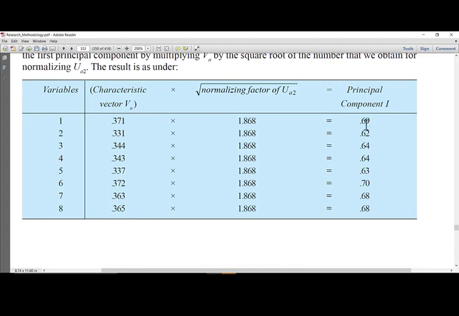So these are the values. That means the first variable's relation with the first principal component is 0.69, and the relation of the second variable with the first principal component is 0.62. And similarly, we can explain for other variables. The eighth variable's relationship with principal component 1 is 0.68.